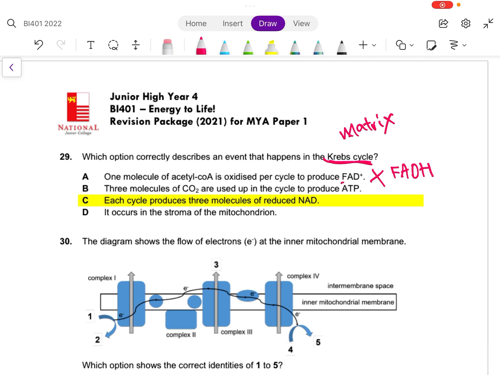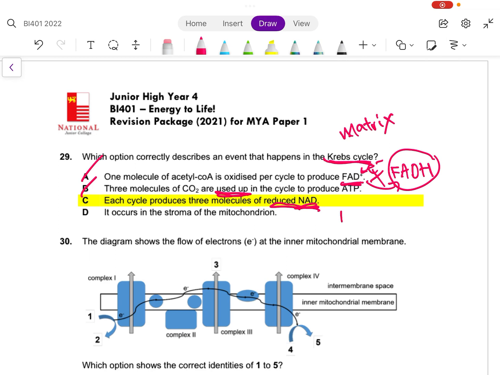FADH is produced. We know that FAD+ will accept electrons to produce FADH. Okay, FAD+ is an electron carrier. And then all this FADH will go to the electron transport chain and give up the electrons there. So A is out. B. 3 molecules of CO2 are used up in the cycle to produce ATP. Used up, this is what's wrong. In the Krebs cycle, actually CO2 is released from the Krebs cycle. So B is wrong.